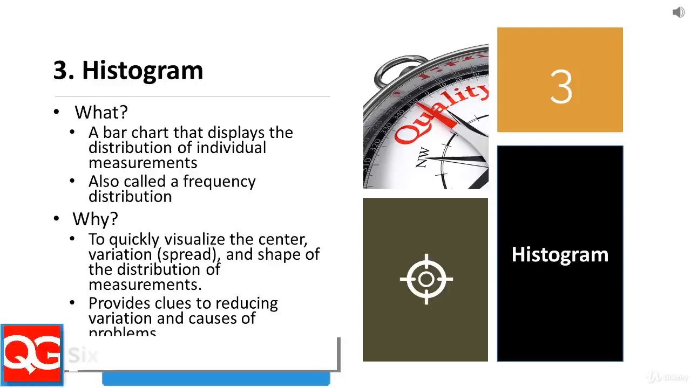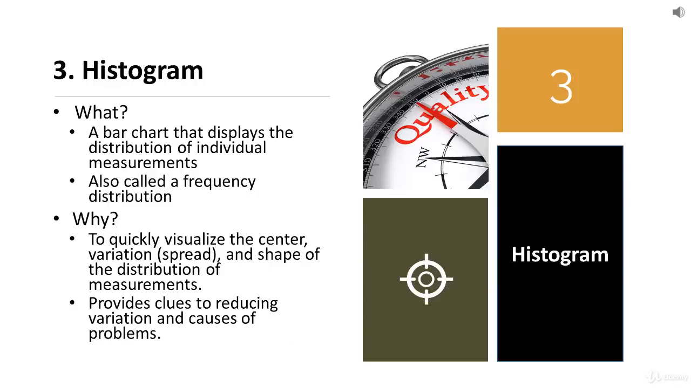So after looking at the check sheet as tool number 1 and the cause and effect diagram as tool number 2, now here we are at tool number 3, which is the histogram. And what is a histogram? A histogram is a bar chart that displays the frequency of individual measurements.